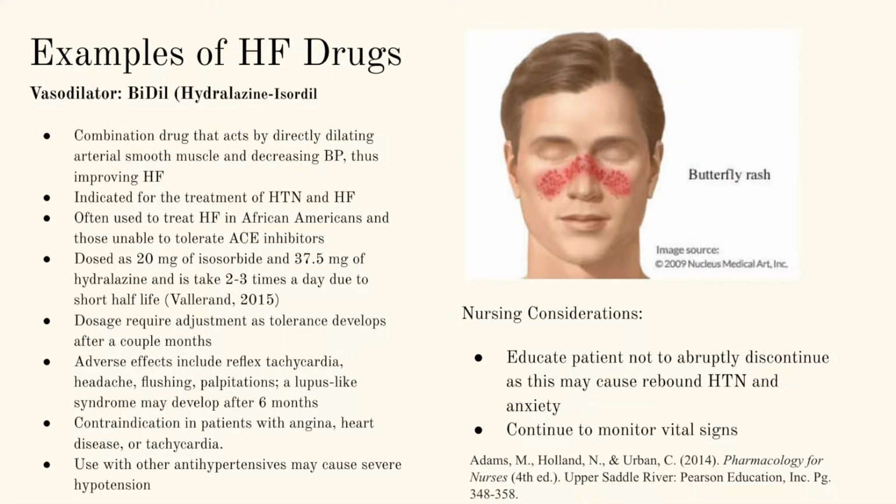Bidil is a vasodilator. It is dosed at 20 milligrams of isosorbide and 37.5 milligrams of hydralazine, and is taken 2 to 3 times a day due to short half-life. Dosage requires adjustment as tolerance develops after a couple months.